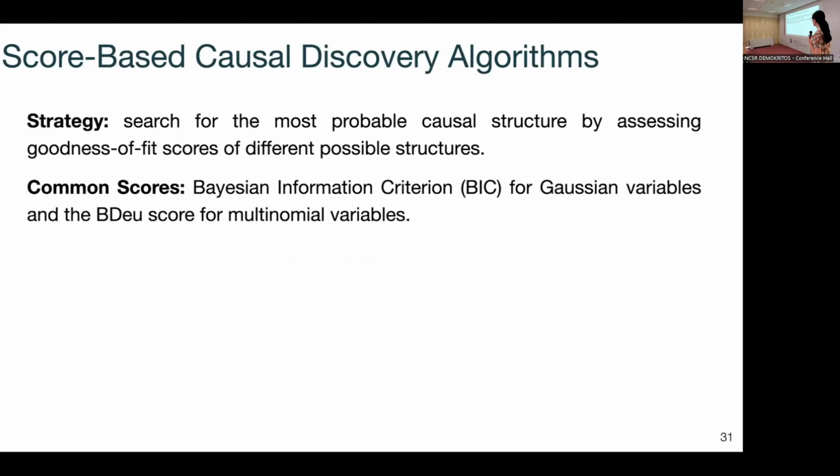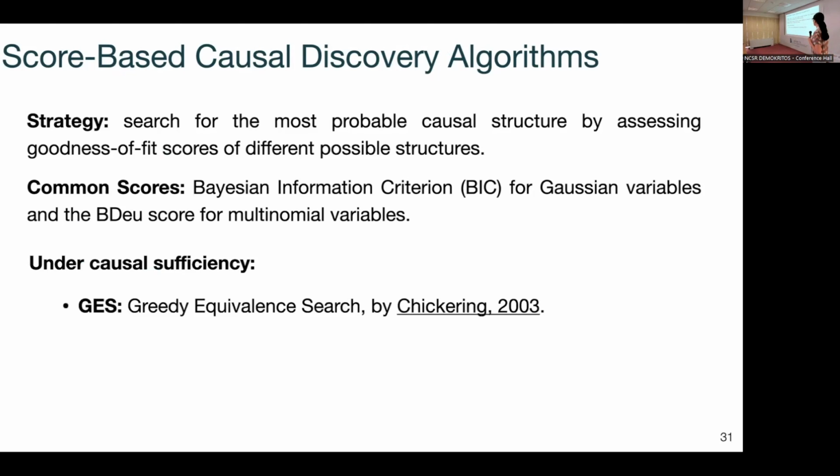So score-based, the strategy is just having a search algorithm, can be a greedy algorithm, to find the most probable causal structure. And you assume that you have a goodness of fit score. Can be Bayesian information criterion, BIC, if all your variables are Gaussian. Can be BDeu, I don't know how to pronounce this, for multinomial variables. And as long as you have a score, people are working on developing more general scores also for non-sufficient scenarios and mixed variables and so on.